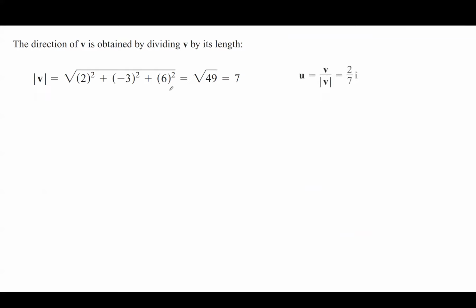So the direction of v is obtained by dividing v by its length. Remember that the magnitude of v is the square root of 2 squared plus (-3) squared plus 6 squared, which is the square root of 49, or 7. Then we can find the unit vector by dividing v by its magnitude. So you end up with 2 over 7, -3 over 7, and 6 over 7.